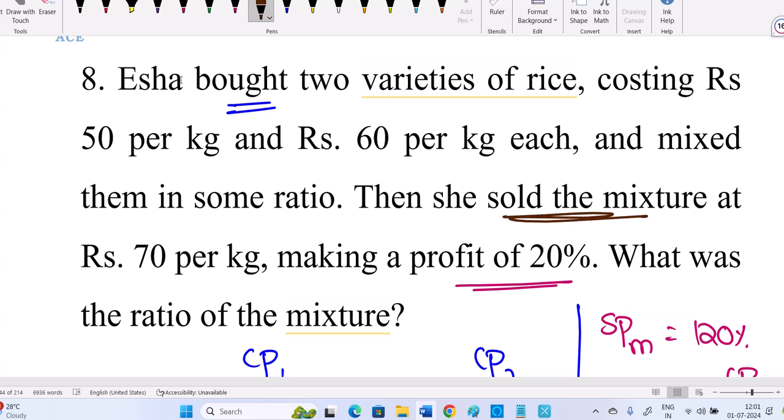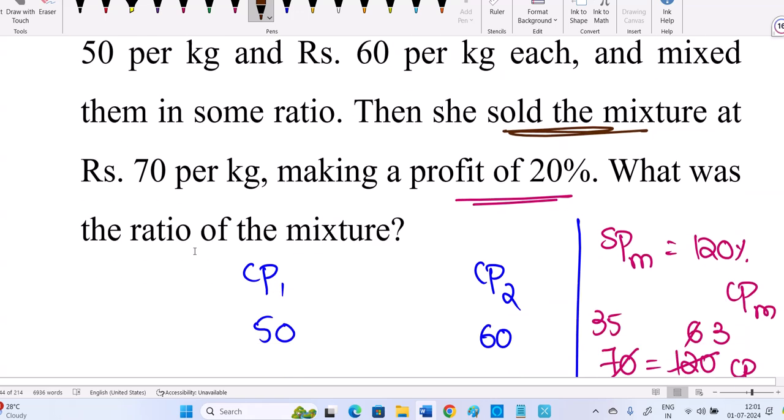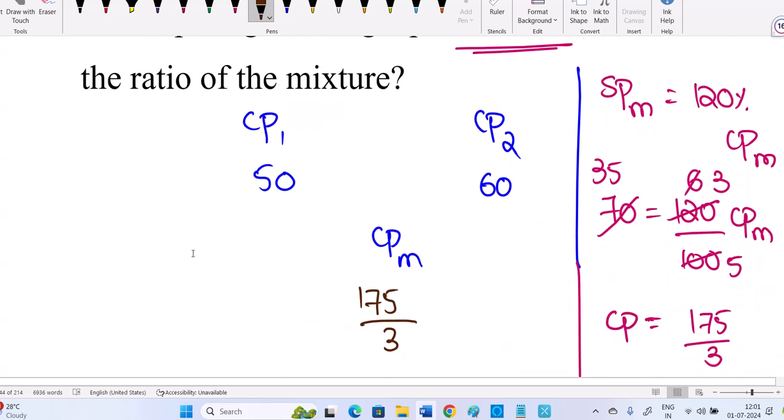Don't say the question is wrong. They gave the word sold. Selling price of the mixture is given. We need the cost price. We are converting and calculating the cost price. Now, is the data correct or not? How to check, listen.